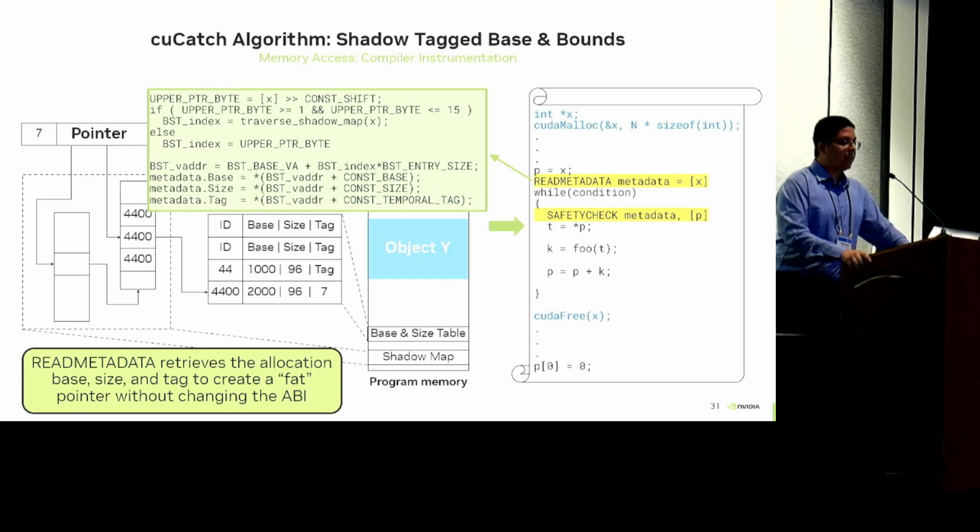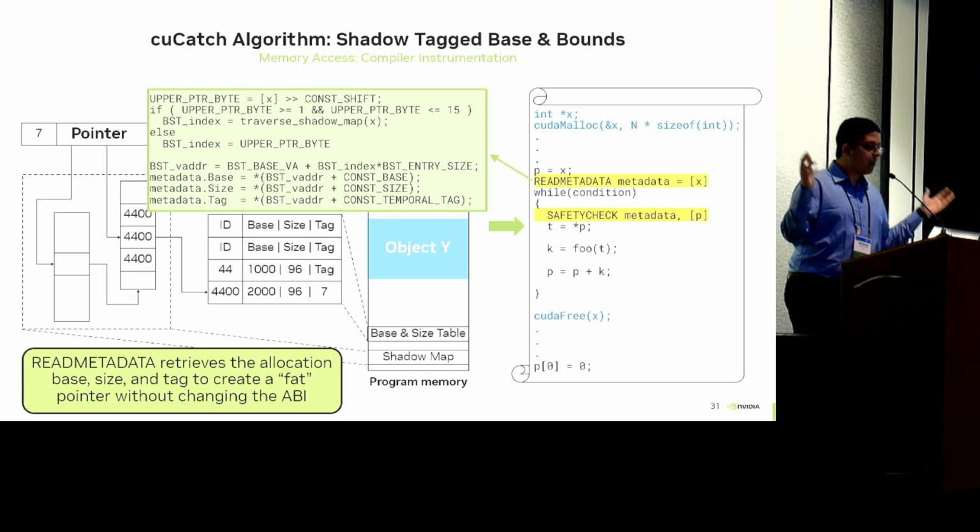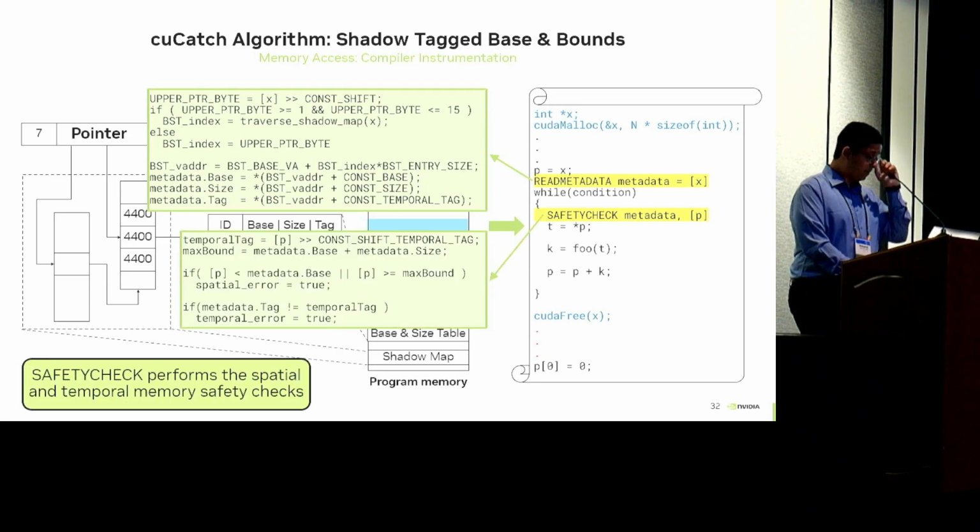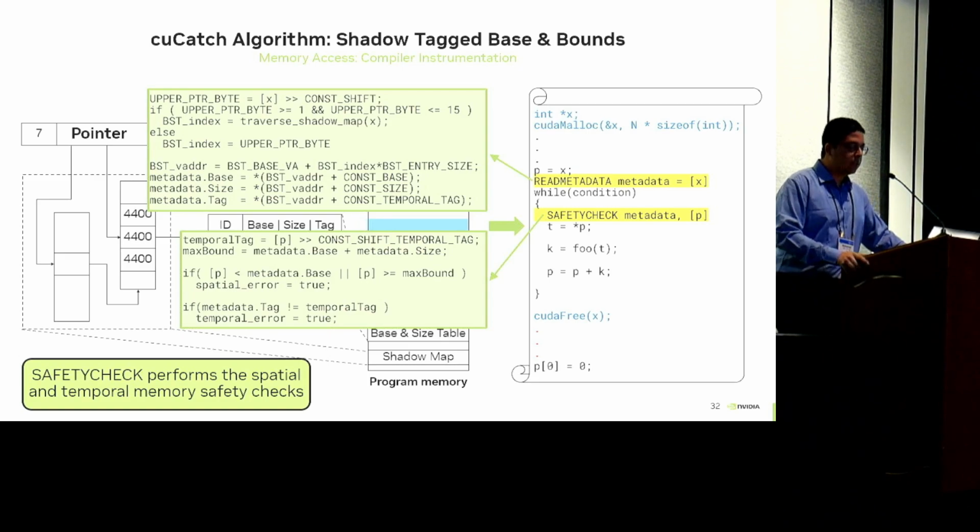First, read metadata simply looks up the shadow map and BST to retrieve the allocation base, size, and tag, and stores them into registers. So you can think of it as effectively creating a fat pointer without changing the application binary interface. On the other hand, the safety check takes the current memory address and the metadata that we have just retrieved as inputs and performs the bounds safety and temporal safety checks.